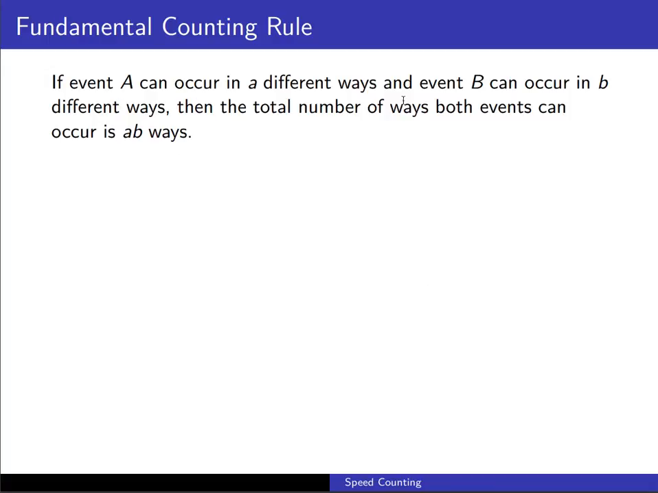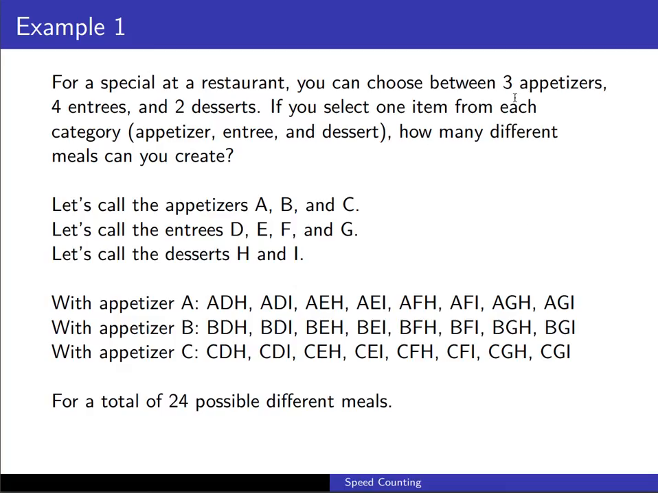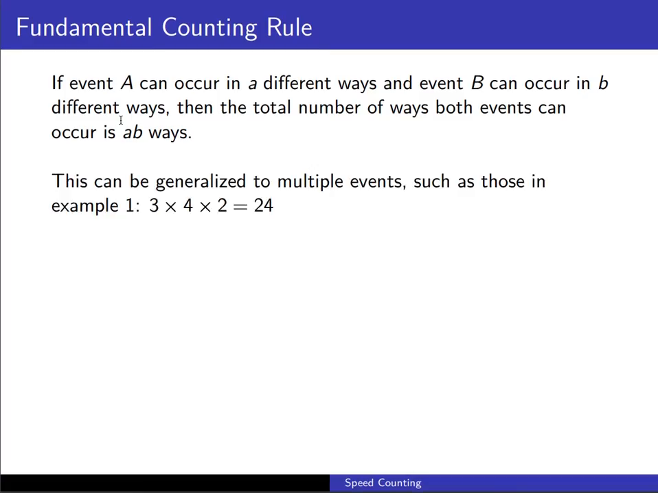We'll have 2 events, A and B. If event A can occur in A different ways and event B can occur in B different ways, then the total number of ways both events can occur is A times B, whatever that value comes out to equal, that number of ways. And we can even extend that if we have appetizers, entrees, and then desserts. So we had 3 appetizers, 4 entrees, and 2 desserts. We can take 3 times 4 times 2, and that'll give us our same answer of 24.